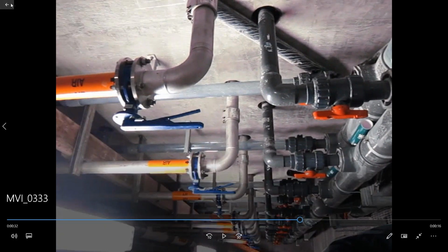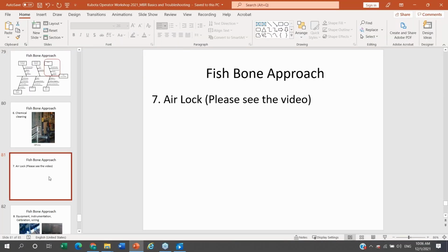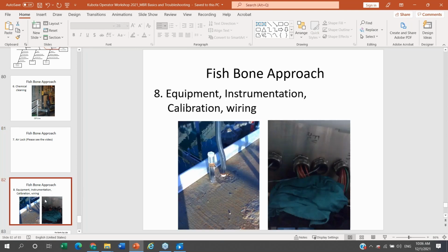This is a plant that had a lot of air, and we made the permeate piping into a clear tube so that we could see the air. When you have a very high TMP, you can see a lot of air in the piping lines. So you might want to reduce that and get the TMP right.